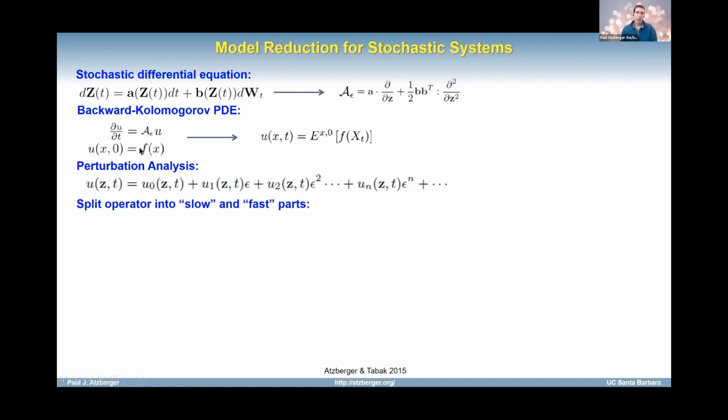And then the idea is we're going to take this operator A, and if you really went through and did a dimensional analysis of your fluid equations, there would be various terms that you would expect to be small. So basically you can think of those as terms that are order epsilon. And what we're going to do is split the operator into these two parts, a slow part and a fast part.